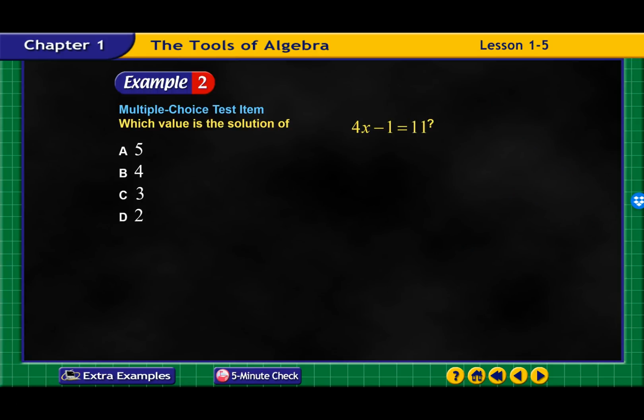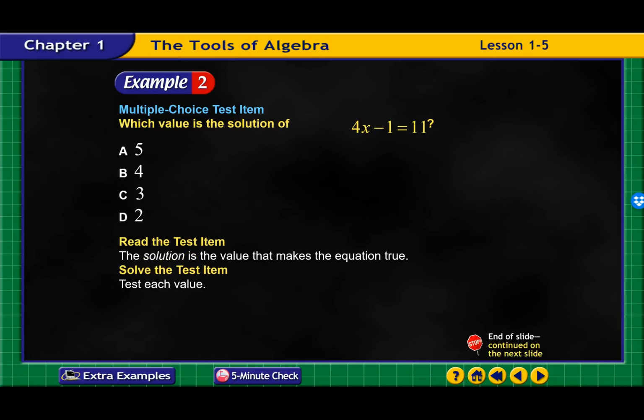All right, example 2, multiple choice. You're going to see a lot of multiple choice in this class. All my tests are going to be multiple choice, pretty much. Which value is a solution of 4x minus 1 equals 11? Well, the easiest way to do this is going to be to insert each one of these in for x. So the solution is the value that makes the equation true. So that's what we're looking for. What makes this true? So how we're going to solve it?